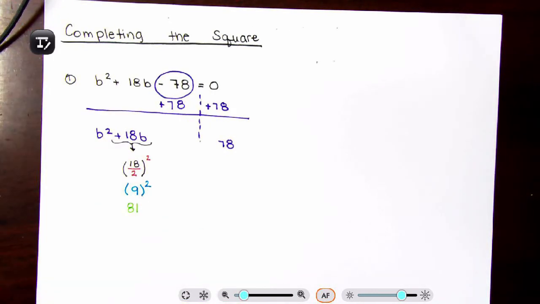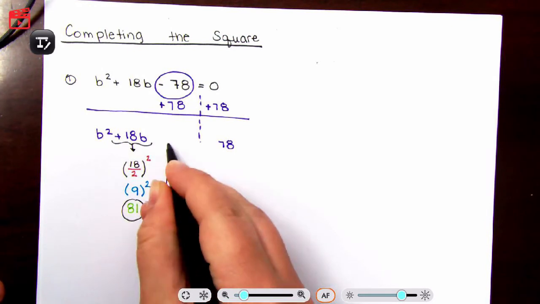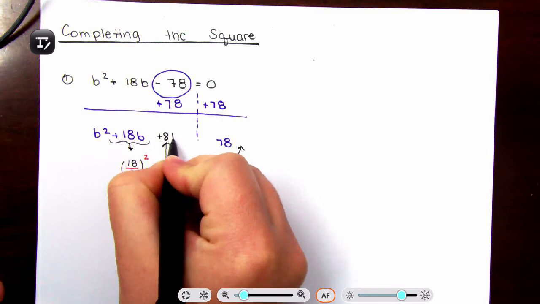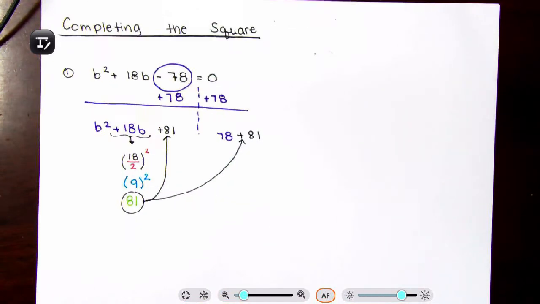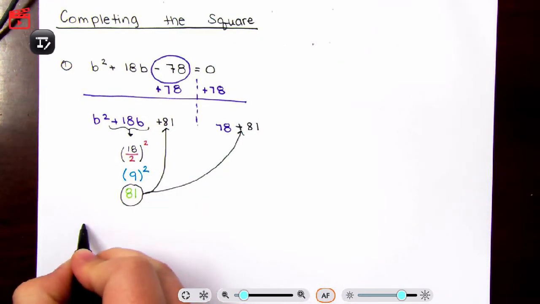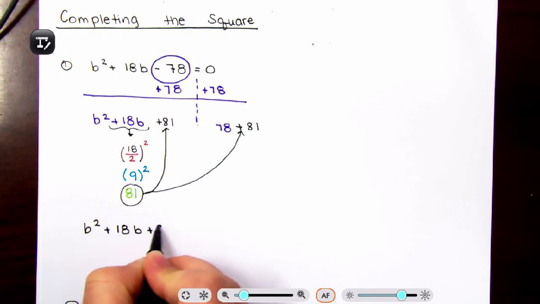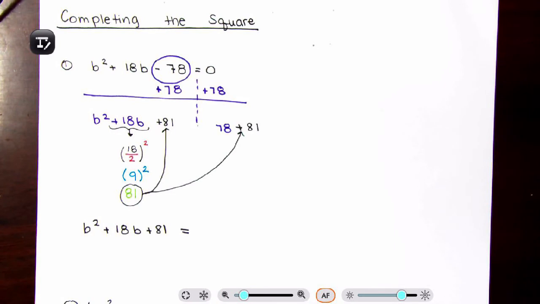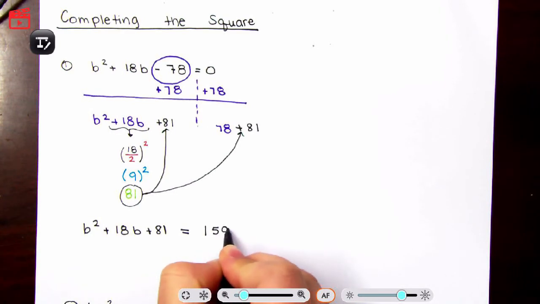Take that 81, and you're going to add that 81 to both sides. So I'm going to rewrite this here. I have b squared plus 18b plus 81 is now equal to 78 plus 81, which is 159.